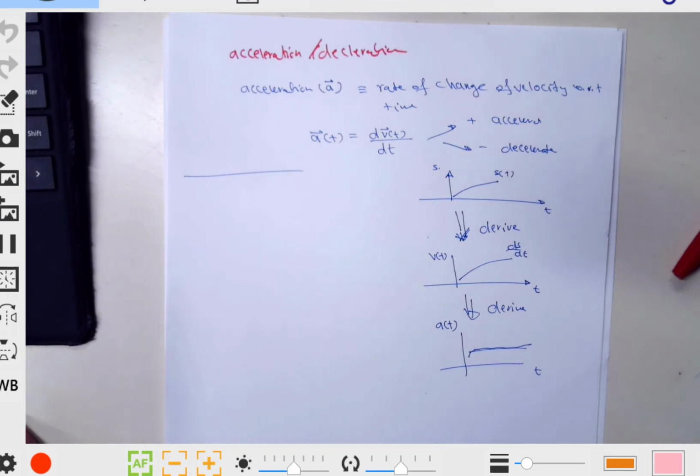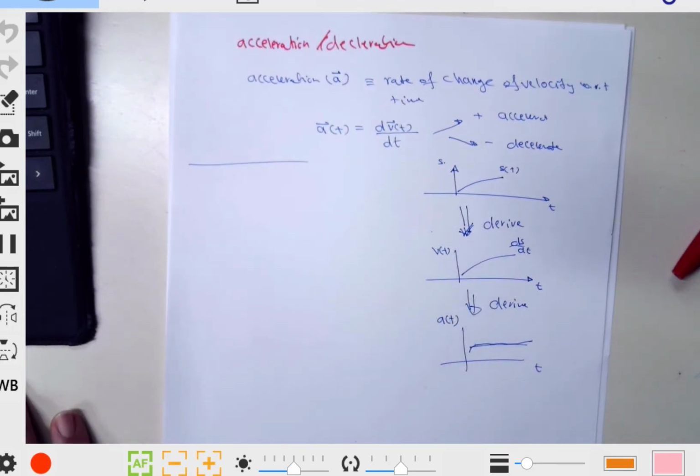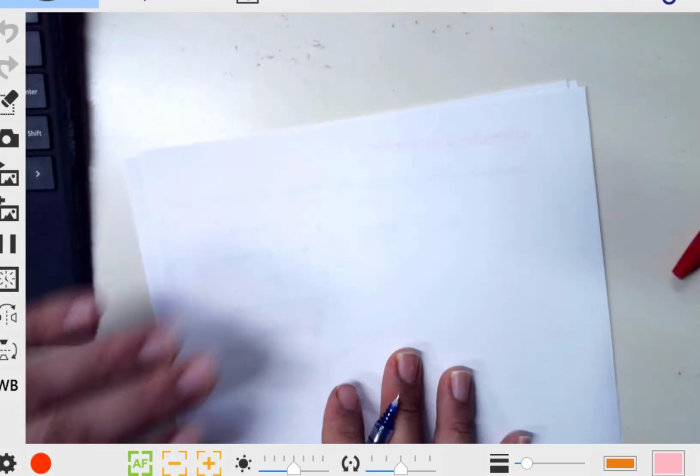So let me take some examples, and then I will refer to some examples also in the presentation and textbook. But believe me, follow my lead here, and I think you will be fine. So let's take some improvised example.